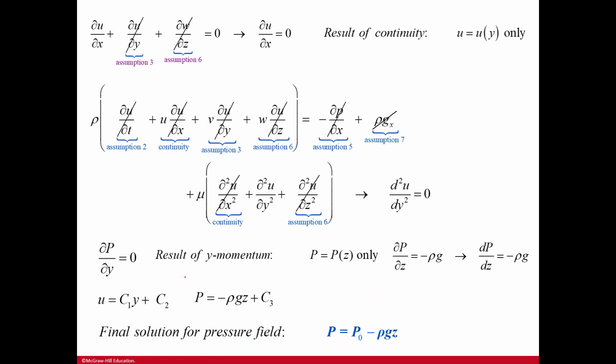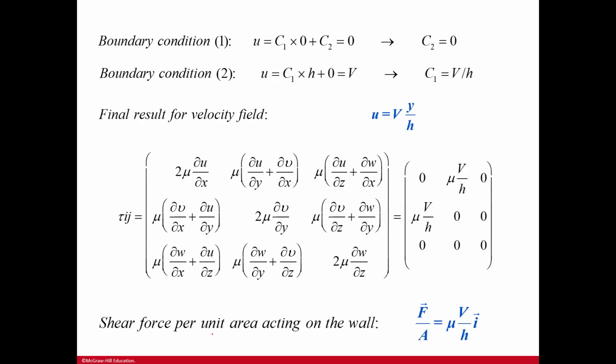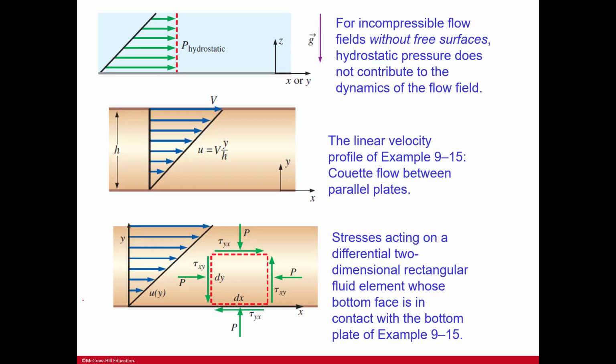Here, it's showing the assumptions that they are making when solving and the things that you can cross out. Of course, we will work these, and then you can get a final formula here for a pressure field. Same for boundary conditions 1, 2, final result for the velocity field, and then the shear force per unit area acting on a wall. So here is schematics.